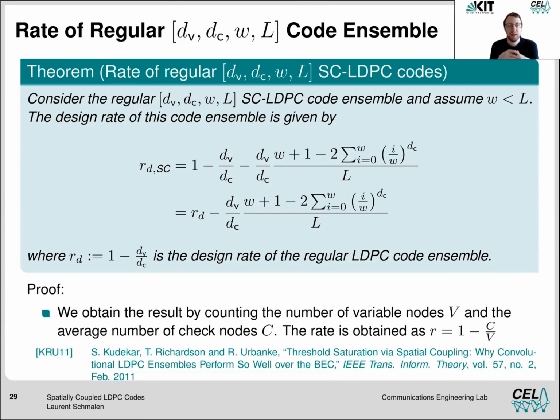So proving this theorem is essentially a counting exercise. It's not hard. You just count the average number of variable and check nodes, and then you get the rate from these two expressions. So we omit proving this, but you can look it up in the references that are shown on the bottom of the slide, and I will also distribute the slides for your convenience.